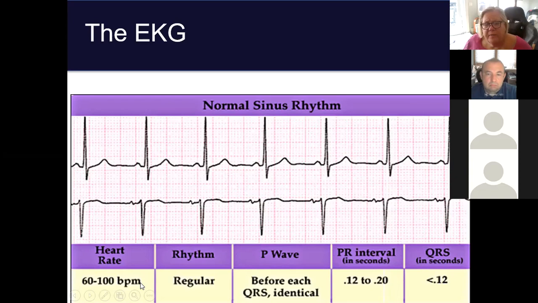So again, heart rate between 60 and 100, a regular rhythm, 1 P wave for every QRS with a PR interval between 0.12 and 0.2 and a QRS less than 0.12 seconds. Those are the parameters for normal sinus rhythm.